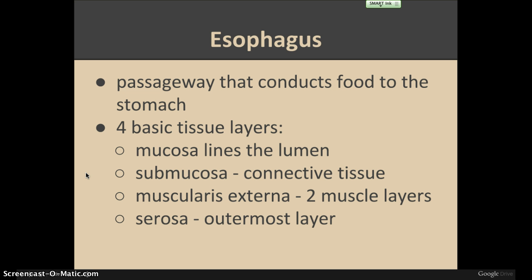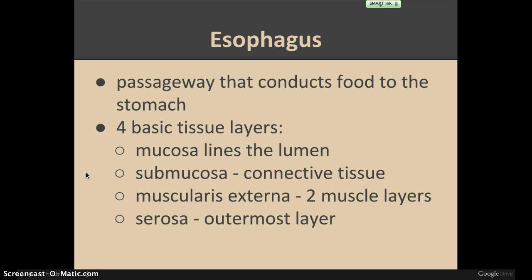would be the serosa. Now, another name for the serosa would be your visceral peritoneum. This outer layer of all of these alimentary canals is going to be continuous with the parietal peritoneum via the mesentery, and we'll talk about the mesentery as we go through the digestive system. So the visceral peritoneum is the outermost layer, another name for the serosa, continuous with the parietal peritoneum.